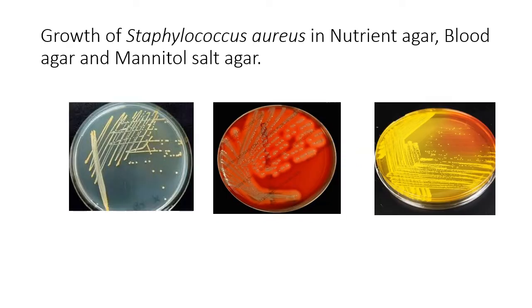Now when we grow Staphylococcus, we can use three different types of media. You know, all Staphylococci are non-fastidious, so they will easily grow on nutrient agar. And when you see the picture, this is nutrient agar, and you can see very nice isolated colonies. So all these are isolated colonies, and what you also see is that they are around 2 to 3 millimeters.